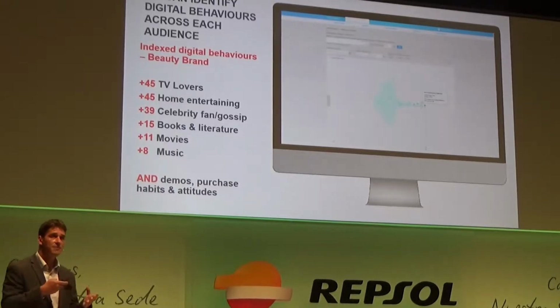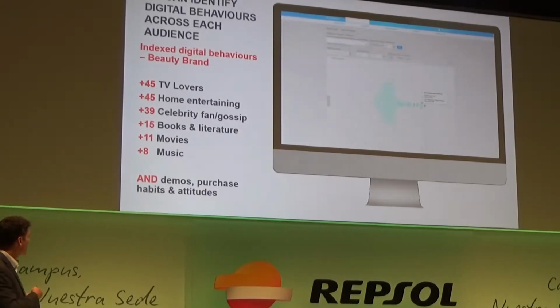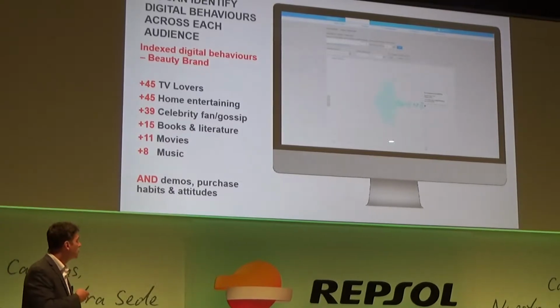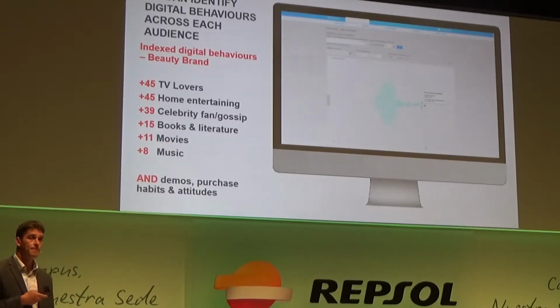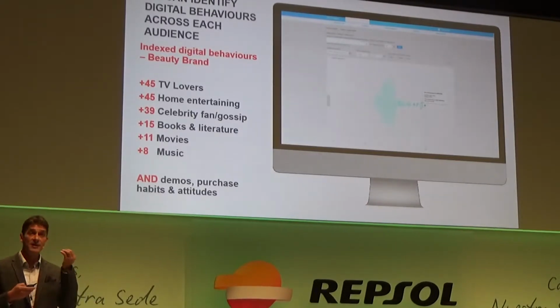People who are in my beauty brand audience are heavily into TV, home entertaining, celebrity fan gossip, books, literature. We can also pull out their demographics, purchase habits, attitudes, etc. And it's all represented in this visualization here. So again, very useful for planners to understand what are the traits that really are underlying the audience that they've created.